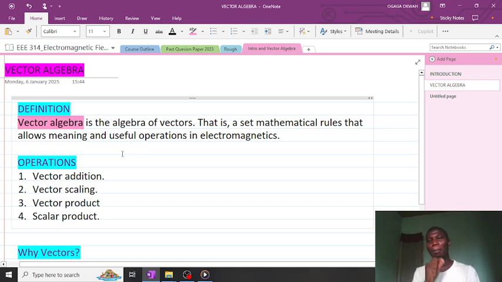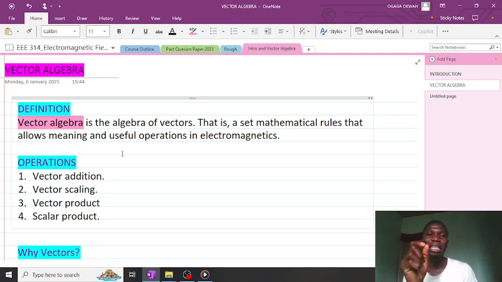What that means is that it's a set of mathematical rules that allows meaningful and useful operations in electromagnetics. Already we have vector as one very vital quantity in electromagnetics. But not just vectors. In electromagnetics, there are two quantities we will need, and that's the vector and the scalar.